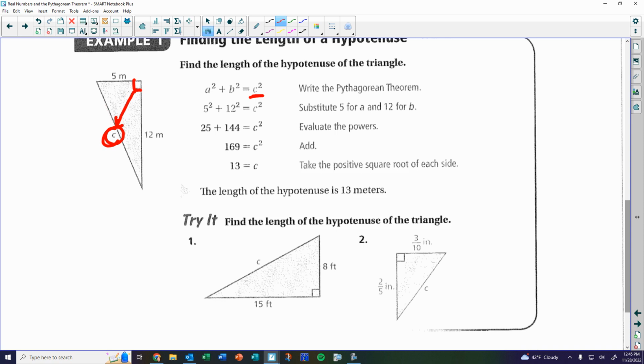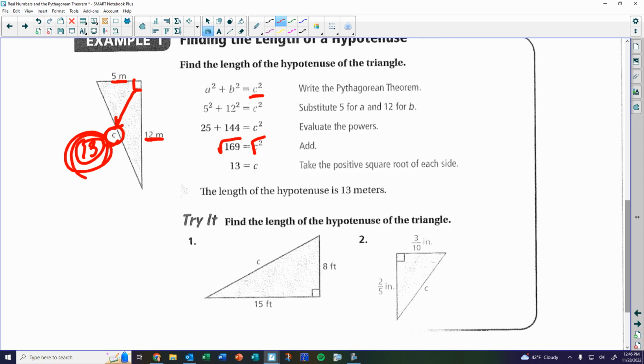And to get down to the last step, you have to square root both sides. Remember, we did that in the previous section when we were solving equations. And the square root of 169 is 13. And notice 13 is bigger than 12. It's bigger than 5. So when you get that hypotenuse side, it should always be bigger than both legs. If one of the legs happens to be bigger than the hypotenuse, more than likely you made a calculation error somewhere, because this number always has to be the biggest.